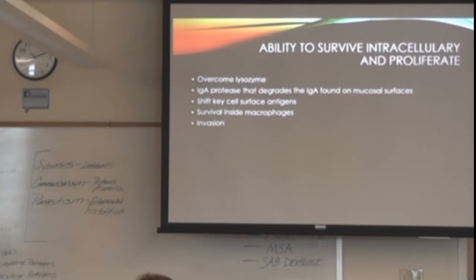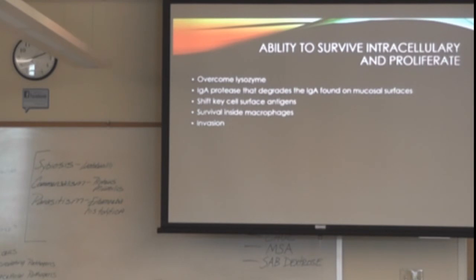All right, ability to survive intracellularly and proliferate. Overcome lysozyme. What's lysozyme? It's found in tears, in sweat, and there are a couple other places, maybe bile. It's a proteolytic enzyme. It is enzymatic, but it's in a lot of different bodily functions. Let's just say that. Okay, IgA. Also, there can be a shift in the key cell surface antigens, or survival inside macrophages, and then, of course, there's invasion.